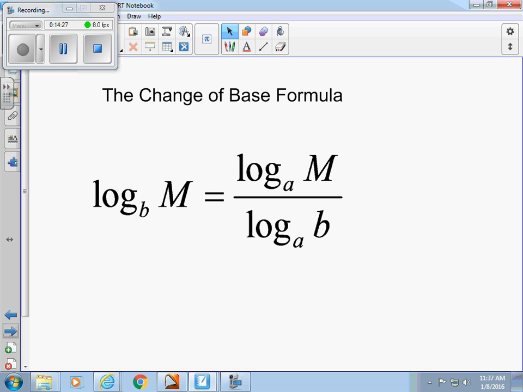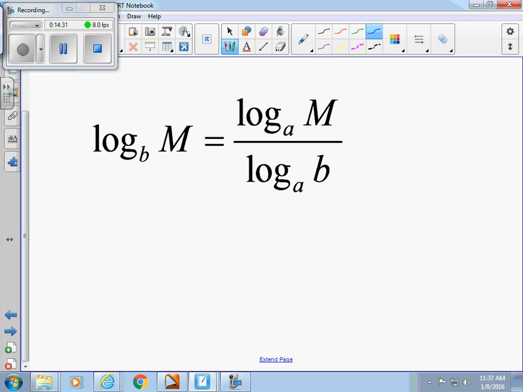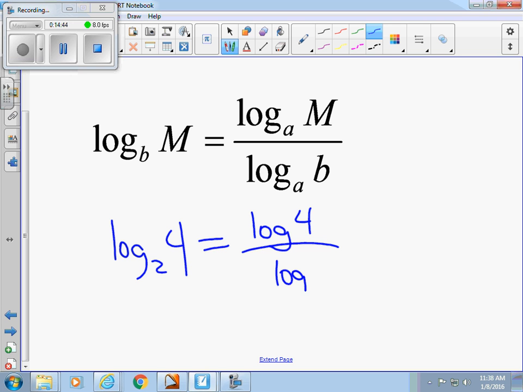But how this works, if I want to type log base 2 of 4, I'm going to pick that one because we all know the answer. What is log base 2 of 4? I can type that in my calculator by doing log of 4 over log of 2.